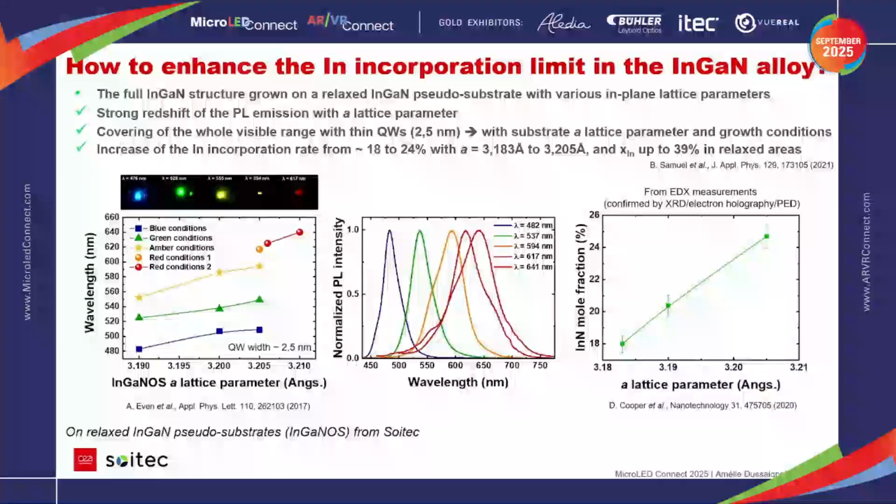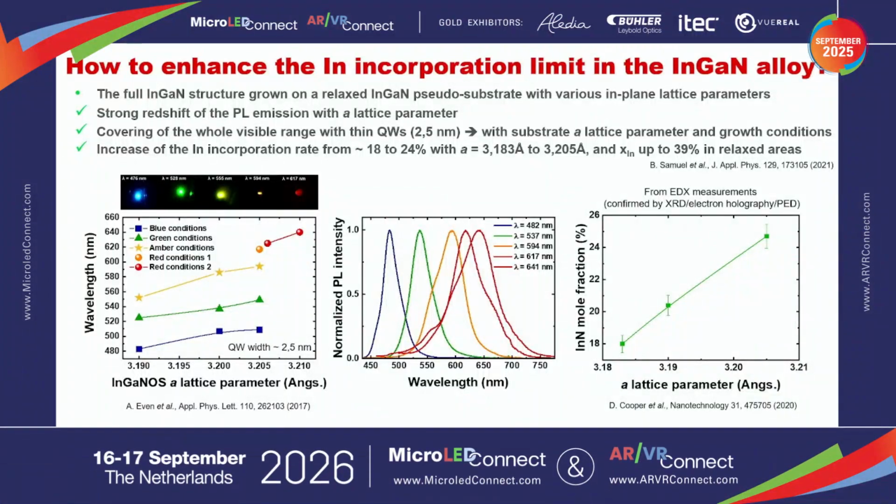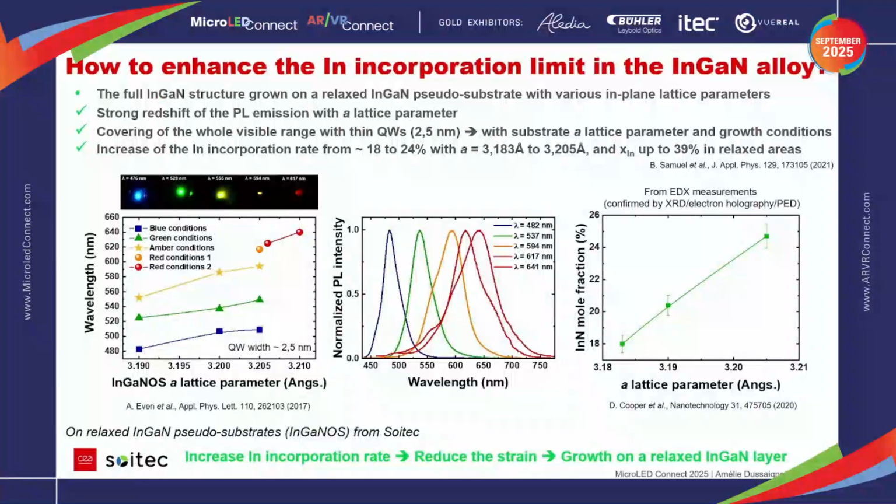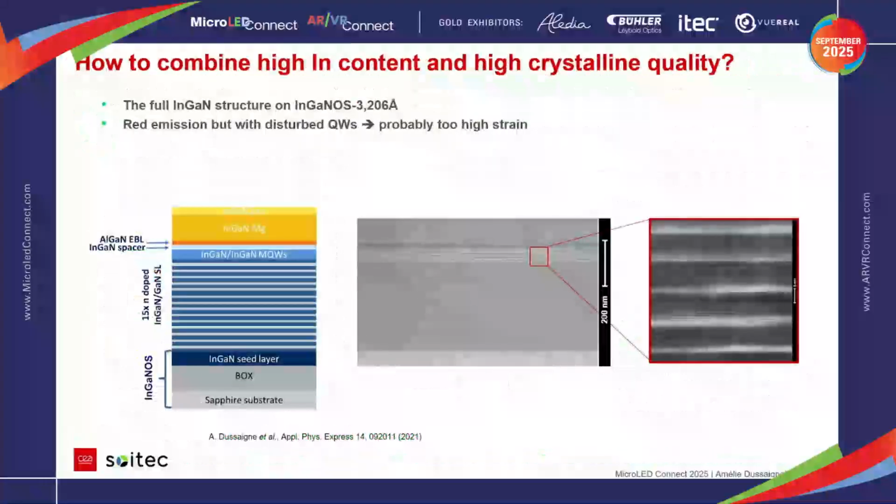The effect behind this is that we are able to increase the indium content when the in-plane lattice parameter of the substrate is increased, and we were able to get 39% of indium content in a relaxed area of the structure. So to increase the indium incorporation rate, we have to reduce the strain in the whole structure, and thus for that we have to use a full InGaN structure grown on a relaxed InGaN pseudo-substrate.